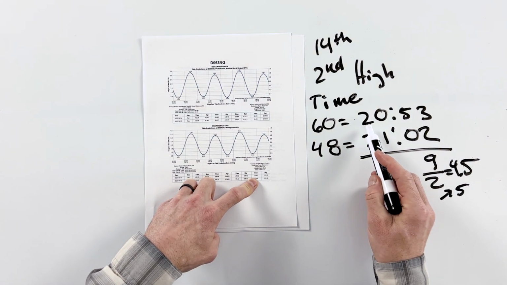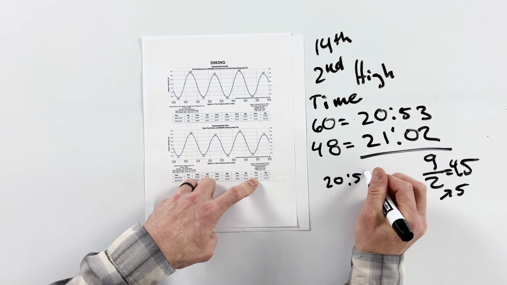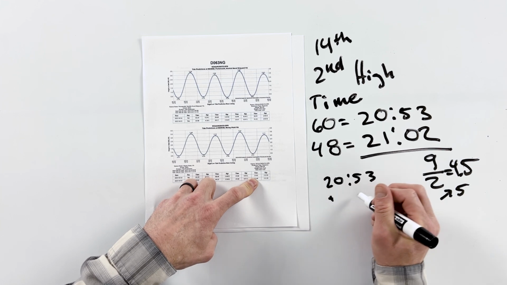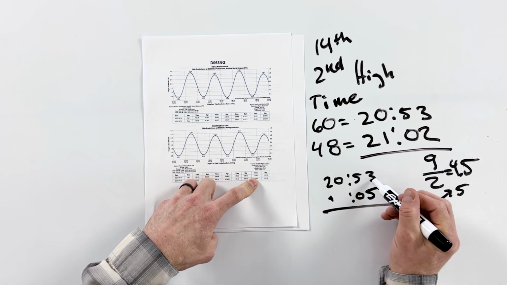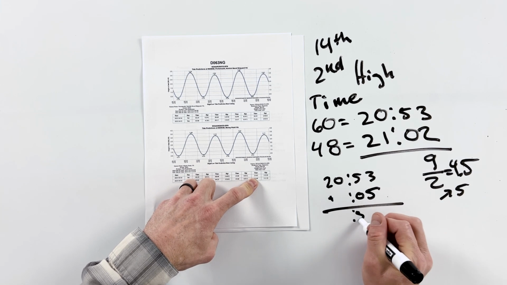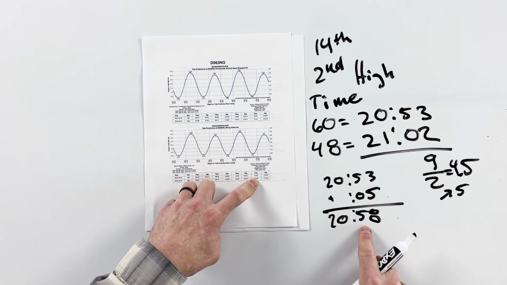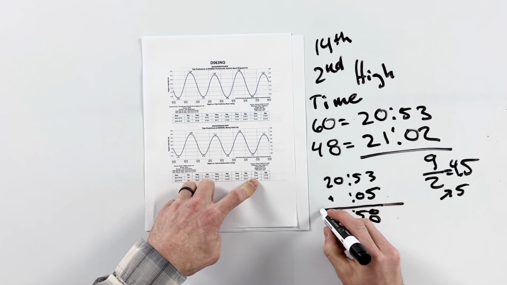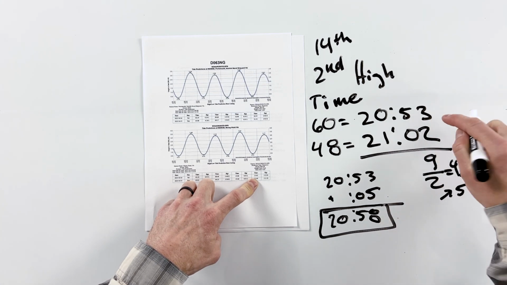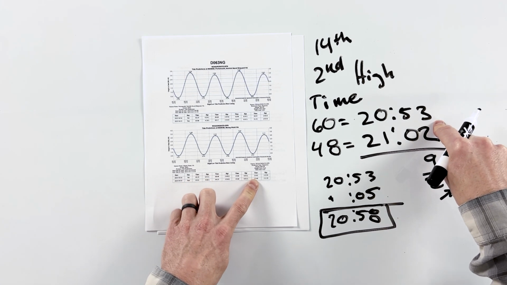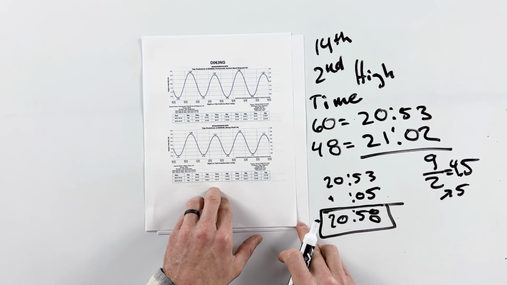So if we take 20:53 plus 5 minutes, what is that? 5, 6, 7, 8. It's 20:58, and that should be our answer. And you see how 20:58 is right between these two, which is where we're docking. So 20:58 is what I'm saying is our answer.